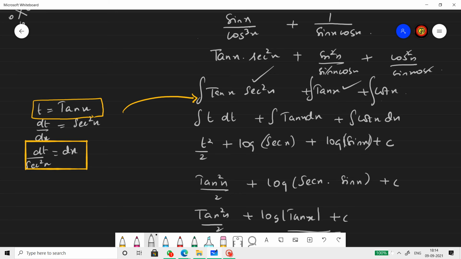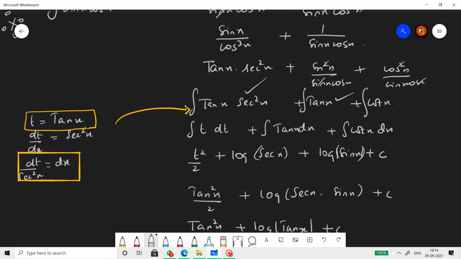Now sine x by cos cube x is nothing but sine by cos, tan, 1 by cos square, secant square. And here again 1 is written as sine square plus cos square. So separate the terms, sine square x by sine x cos x plus cos square x by sine x cos x. Now try to cancel whatever is possible. So we get sine by cos in the remaining and cos by sine here. So that's nothing but tan and cot.